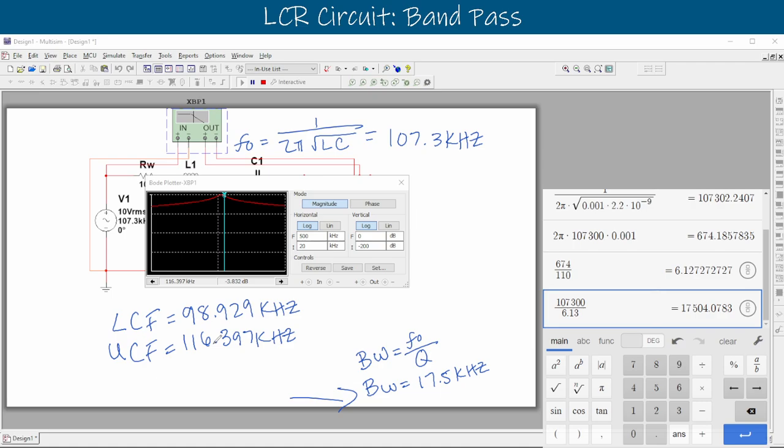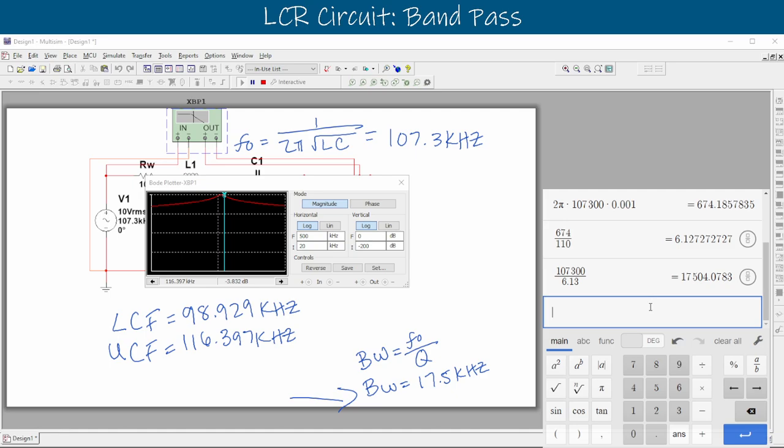So our bandwidth, this value down here, is actually the difference between these two. So we're going to take our upper, subtract our lower, and that should be really close to what we expect our bandwidth to be. Let's get our Desmos out, and we will take our upper frequency, 116.397, and we'll subtract our lower frequency of 98.929. We're left with 17.468. We can round that up. Those are in kilohertz, so this output is also going to be in kilohertz. So we can say that our bandwidth measured, BW, is equal to 17, we'll round that up, 0.5 kilohertz. All right, let us know if you have any other questions.